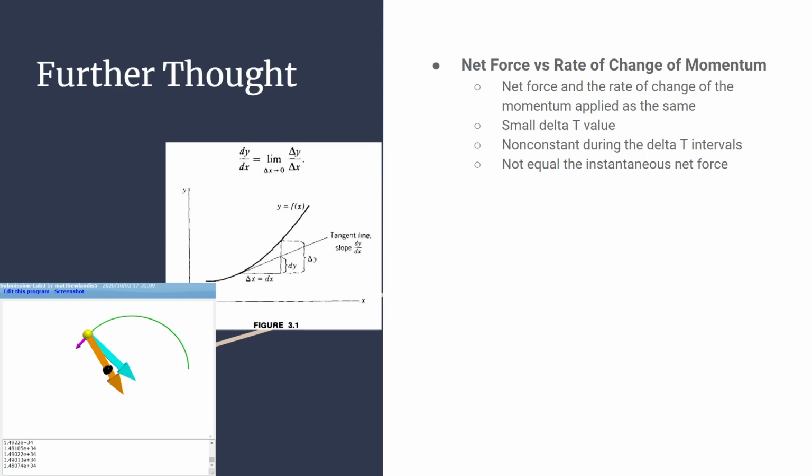Further thought. In this lab, we used the net force and rate of change of momentum as synonymous. However, this is only because we were able to assume this for a relatively small delta t value. In reality, the rate of change of momentum and its parallel and perpendicular components could be non-constant during the delta t interval and thus would not be equal to the instantaneous net force in parallel and perpendicular components.